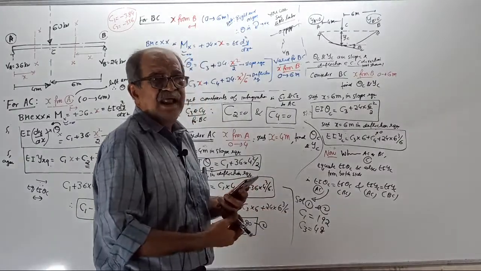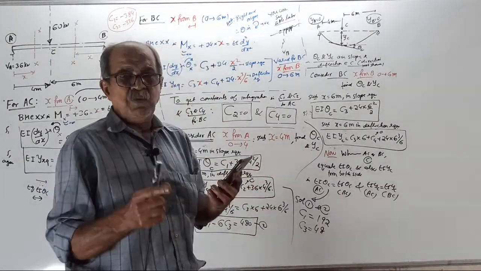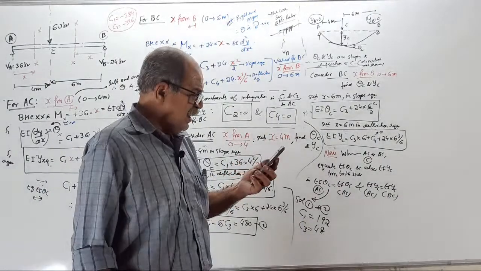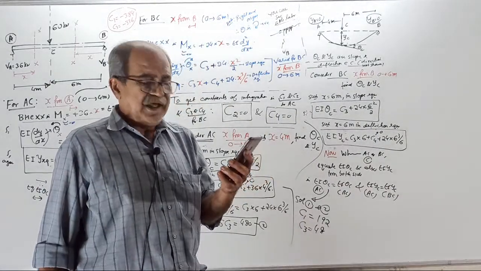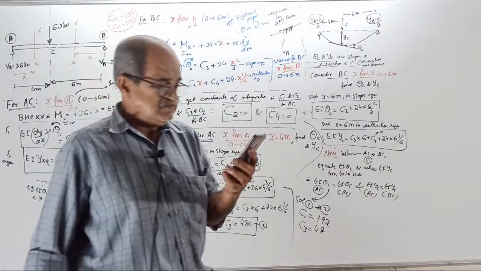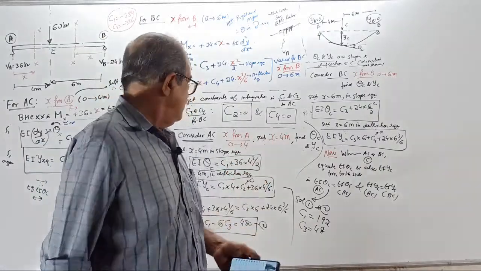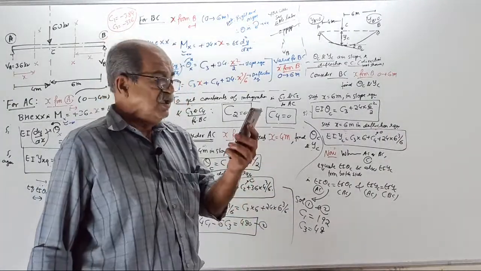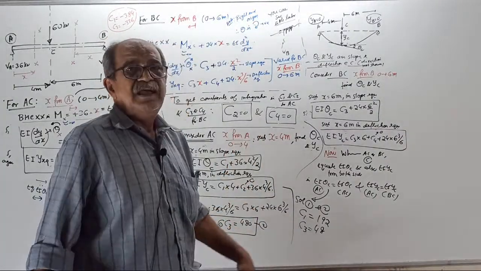Tell me, is it the correct answer? I want more people to give answers. Is it correct or not? 192 and 48, I don't know. If I am wrong, tell me. I want confirmation. When I solve 1 and 2, C1 192, C3 48, is it coming or not?